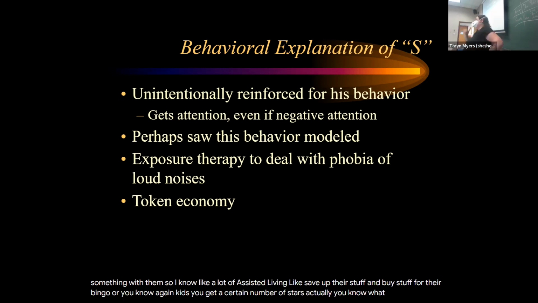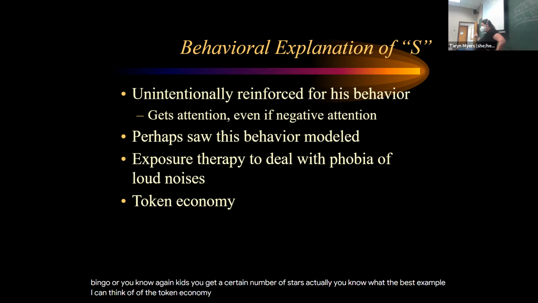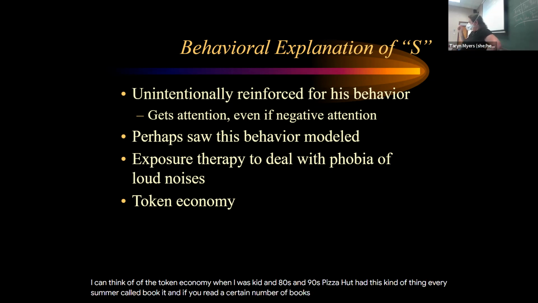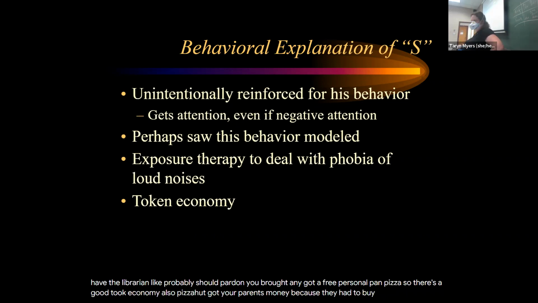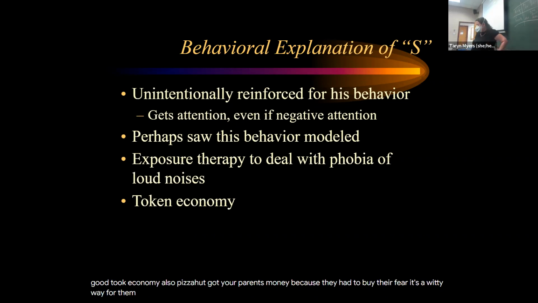Actually, you know what? The best example I can think of for the token economy, when I was a kid in the 80s and 90s, Pizza Hut had this thing every summer called Book It. If you read a certain number of books, you had to have the librarian sign part of your card, you brought it in, you got a free personal pan pizza. So there's a good token economy. Also, Pizza Hut got your parents' money because they had to buy their food, right? So win-win for them. But yeah, there are lots of ways that might work, again, with a 4-year-old, to reward good behavior.